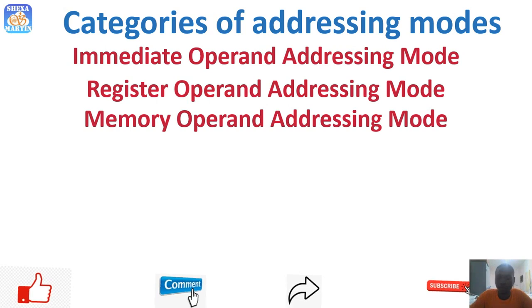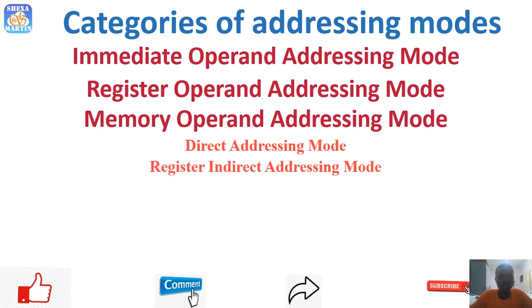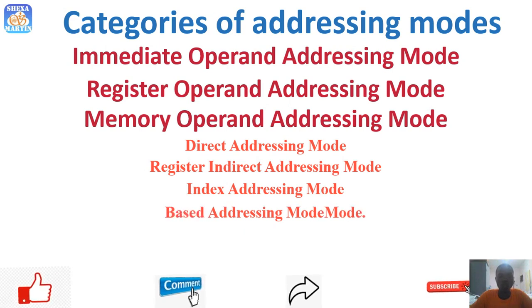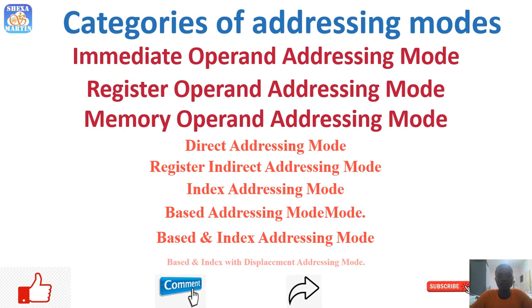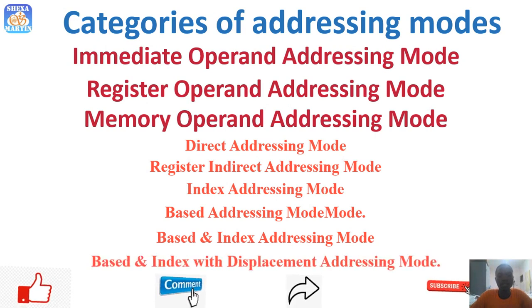Memory. So an operand is residing in memory, and these are memory operand addressing modes. Then we have a direct address mode, register indirect addressing mode, index addressing mode, base addressing mode, based and indexed addressing mode, and lastly based and indexed with displacement addressing mode. So these are the addressing modes that we're going to talk about today.